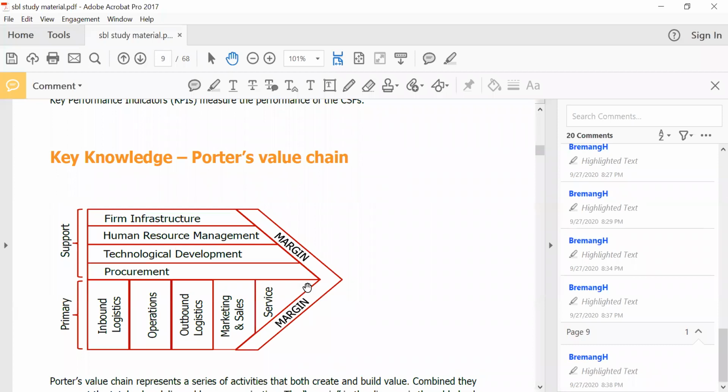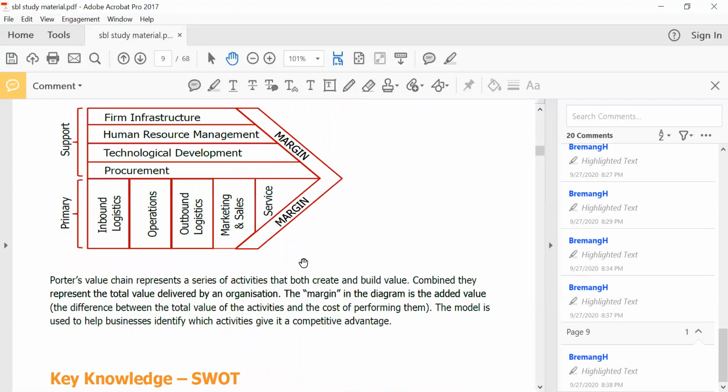Michael Porter's value chain. Porter was looking at how to create value. And in his quest to create value, he said that if you want to create value, look at the support services. Look at the primary functions of the organization. If you tend to look at all these things, it will tend to increase margins. Margins or markup are profit. And that profit tends to come if you have created value, right? So Porter's value chain, let me highlight that. Porter's value chain represents a series of activities that both create and build value.